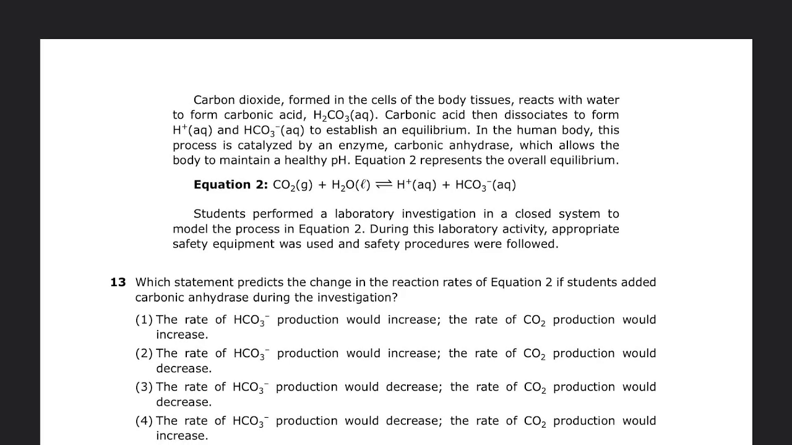All right, so a little bit more reading. Carbon dioxide formed in the cells of the body tissues reacts with water to form carbonic acid, H2CO3 aqueous. Carbonic acid then dissociates to form H plus and HCO3 minus to establish an equilibrium. In the human body, this process is catalyzed by an enzyme, carbonic anhydrase, which allows the body to maintain a healthy pH. Equation 2 represents the overall equilibrium.